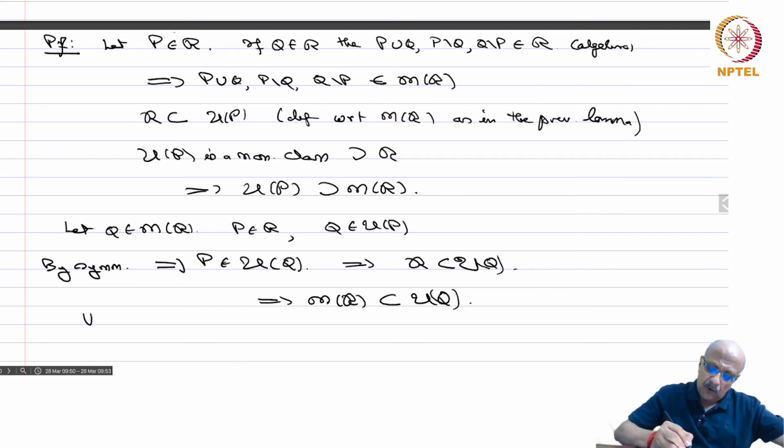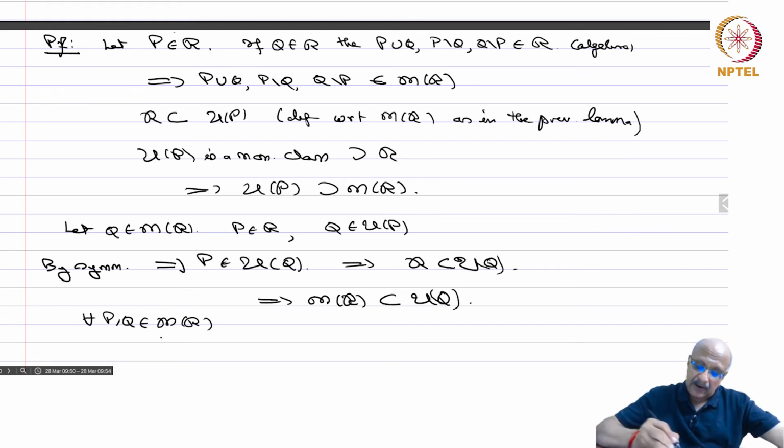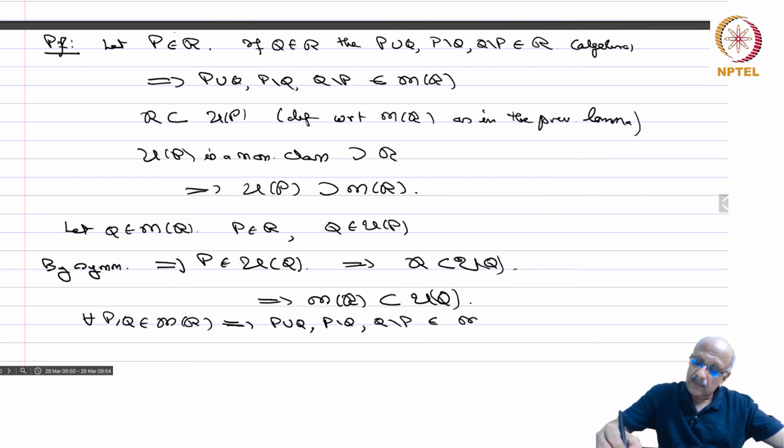So for all P and Q in M of R, M of R is contained in U of Q. This implies that P union Q, P minus Q, Q minus P belong to M of R. That is, M of R is an algebra.